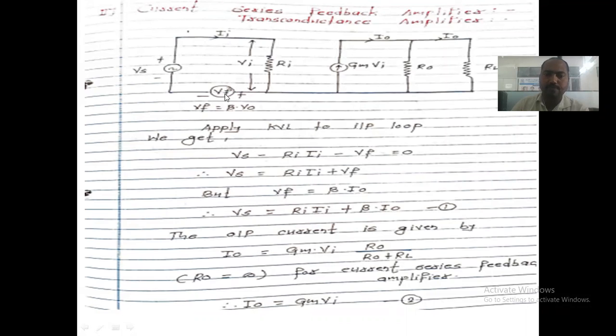The value of Vf is nothing but beta times of the output voltage, sorry, beta times of I0. Why is it I0? Because the output coming across is I0, right?